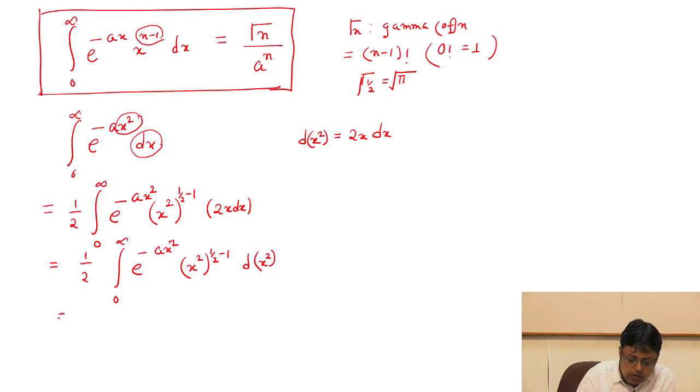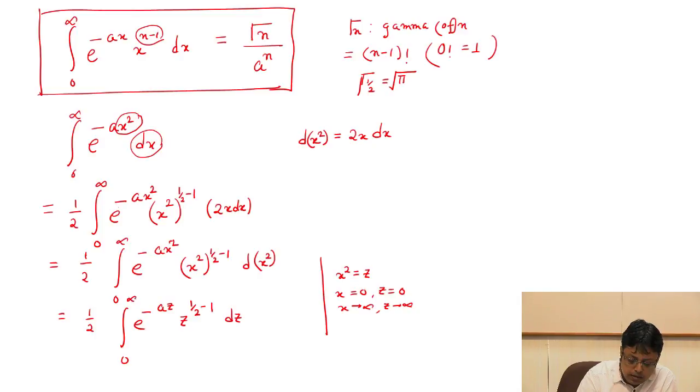You can easily do a change in variable. You can just say that x square is z. So when x is 0, z is 0. When x tends to infinity, z is also tending to infinity. So you can just do a change in variable. You can write e to the power minus a z, z to the power half minus 1 dz.